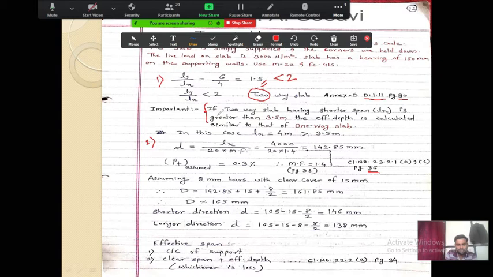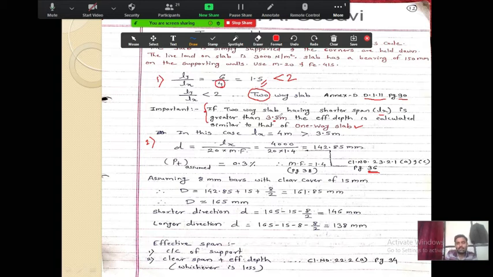See this note. What the note says: if the two-way slab has a shorter span Lx greater than 3.5 meter, then the effective depth is calculated similar to that of a one-way slab. That is what is mentioned over here. In the case of a two-way slab, your shorter span, this 4, is your shorter span Lx.